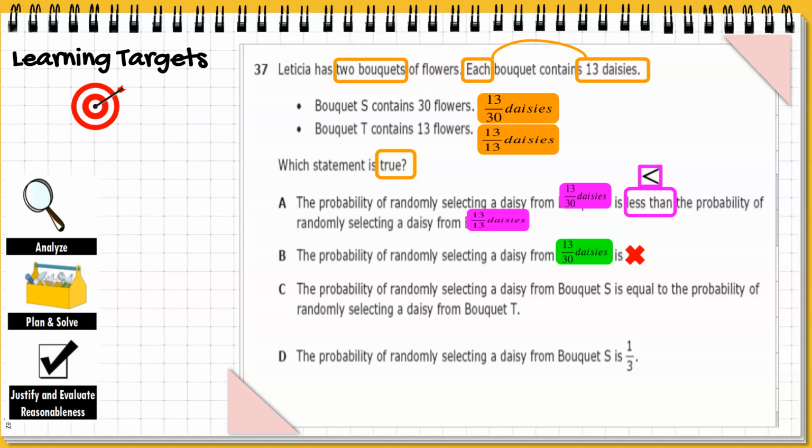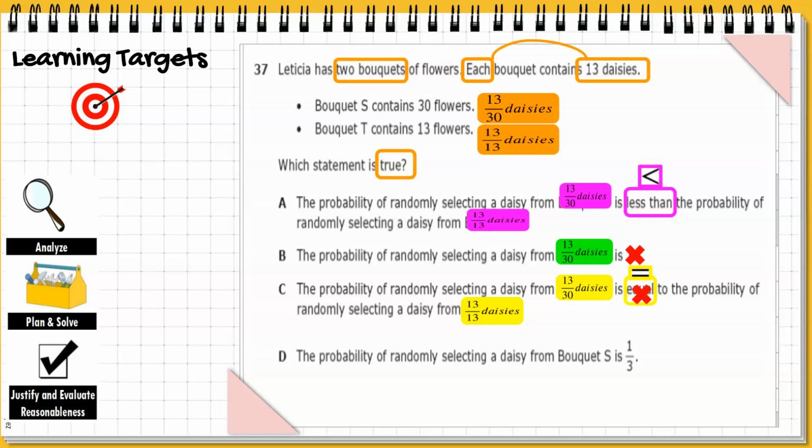C. The probability of randomly selecting a daisy from bouquet S is equal to the probability of randomly selecting the daisy from bouquet T. So now I have to compare. Bouquet S, is it equal to bouquet T? So I put in there with my annotations, and no, they are not equal. So the word equal is what's wrong in that statement.